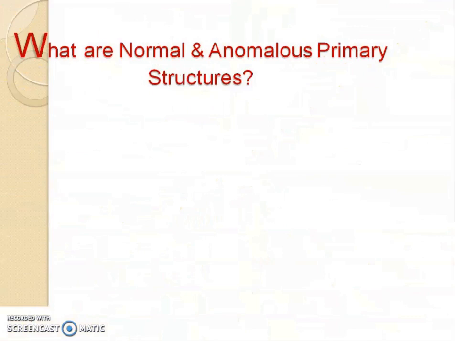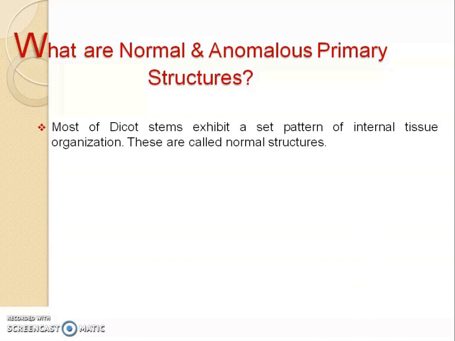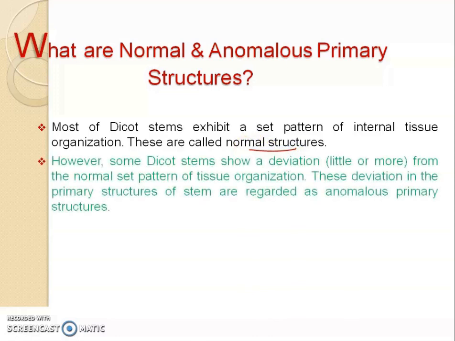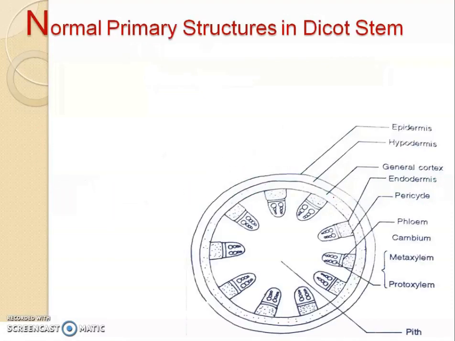Now, before anomalous secondary growth, we should know what normal and anomalous primary structures are. Most dicot stems exhibit a set pattern of internal tissue organization. These are called normal structures. However, some dicot stems show a deviation from the normal set pattern of tissue organization. These deviations in primary structures of stem are regarded as anomalous primary structures. What are normal primary structures in a dicot stem?